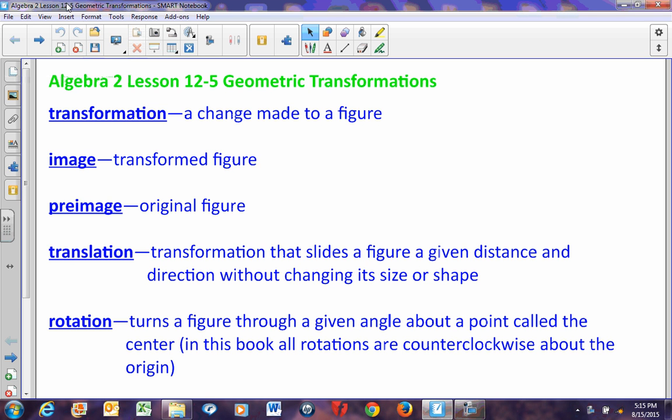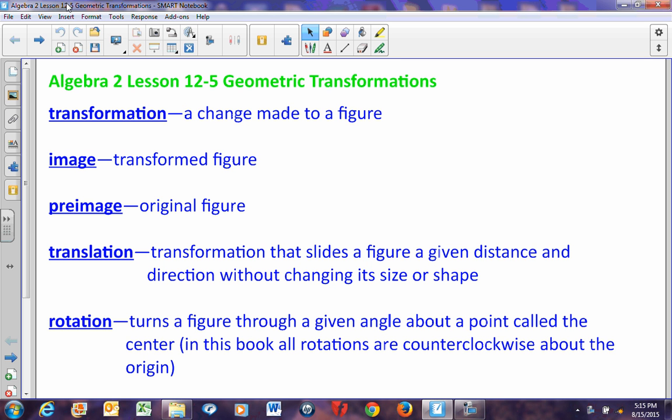This is Algebra 2, Lesson 12-5, Geometric Transformations. A transformation is a change made to a figure. The image is the transformed figure. The pre-image is your original figure. A translation is a transformation that slides a figure a given distance and direction without changing its size or its shape. In other words, it changes its location, not its size and its shape.